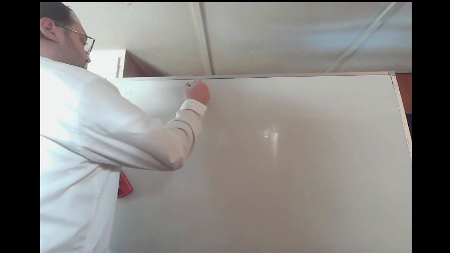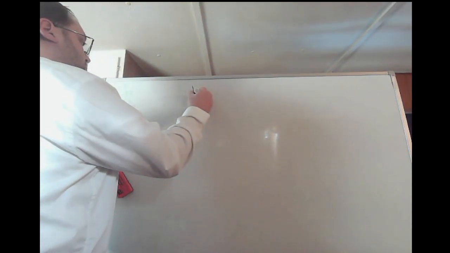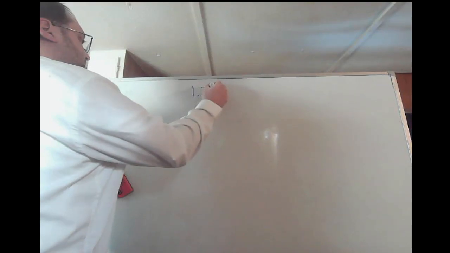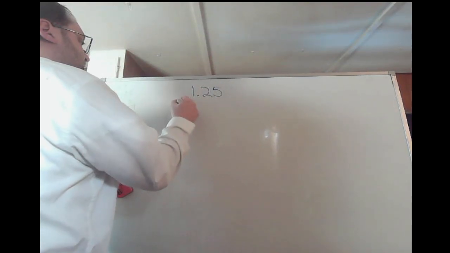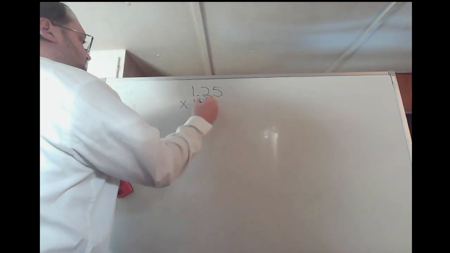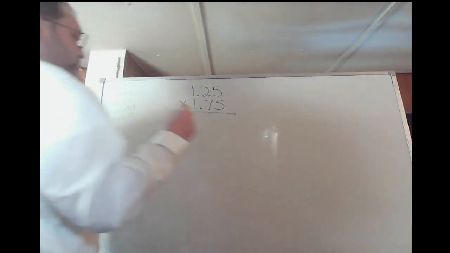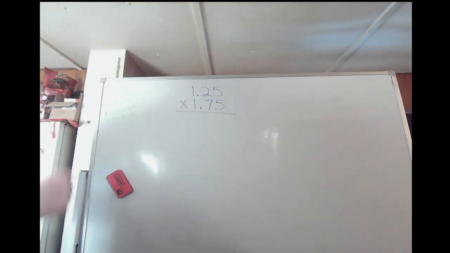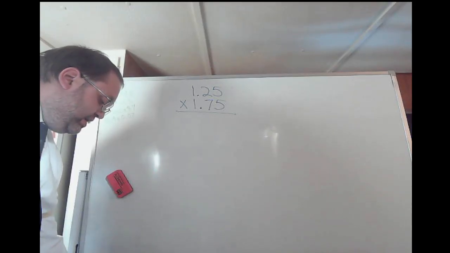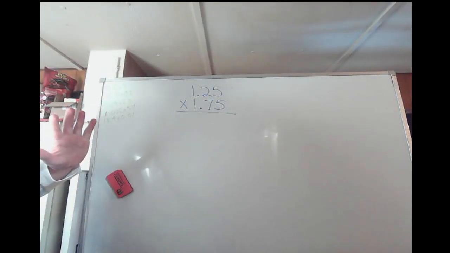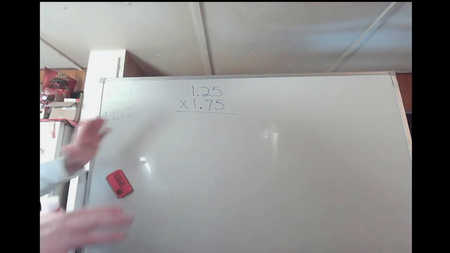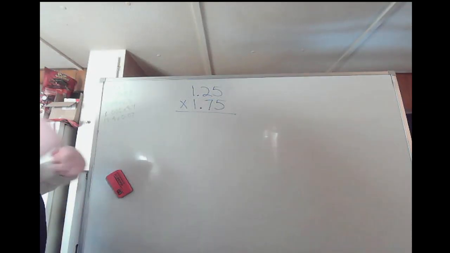Let's say I choose... yeah, let's do 1.25 times 1.75. So let's say I chose those. 1.25 times 1.75. Alright? Again, ignore your decimal places. That's the first thing you're going to do. Pretend that you don't have decimals.